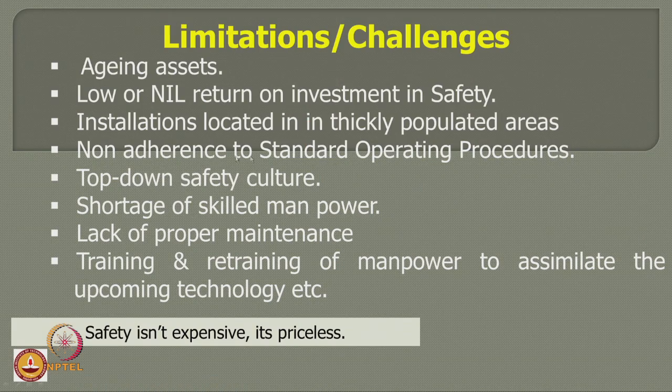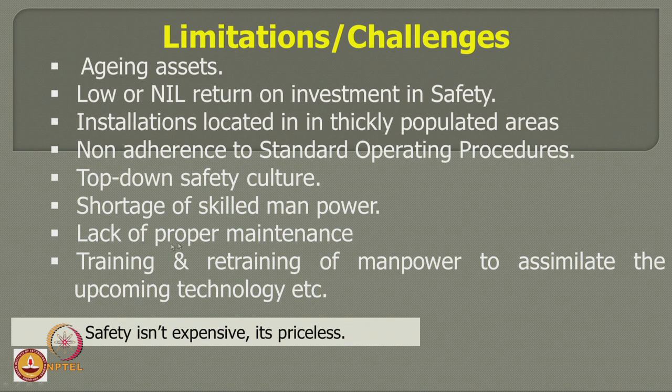So, it is very important for us to also know and realize that non-adherence to standard operating procedure is also one of the important challenges this industry is facing. Top-down safety culture, for example: safety is always taken as the prerogative of a person working on board, but it is not applied to a blue collar person in the top management industry. Shortage of skilled manpower, therefore the manpower is overexercised. Lack of proper maintenance scheduling.